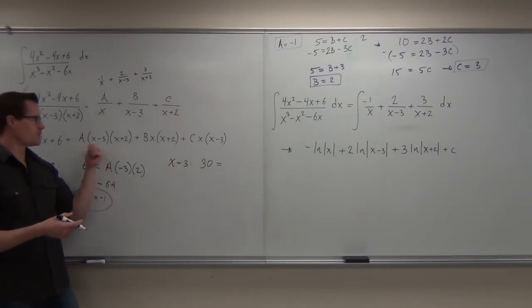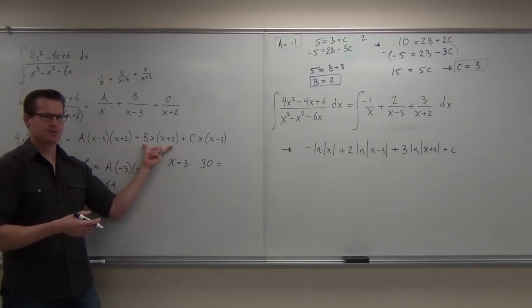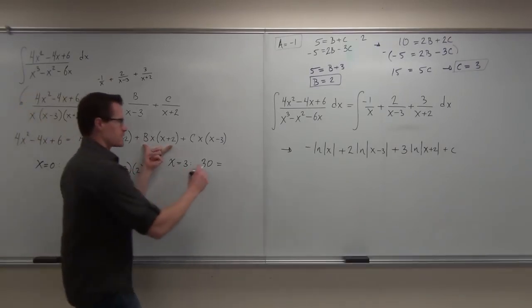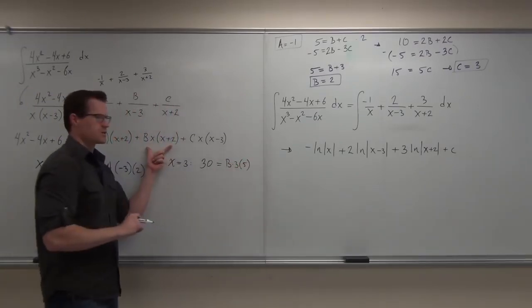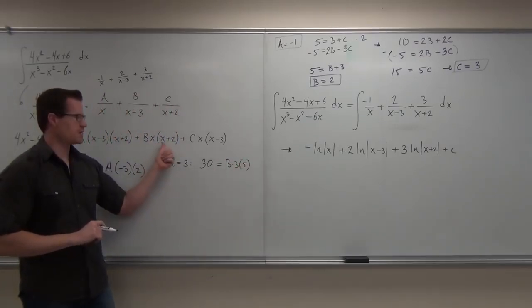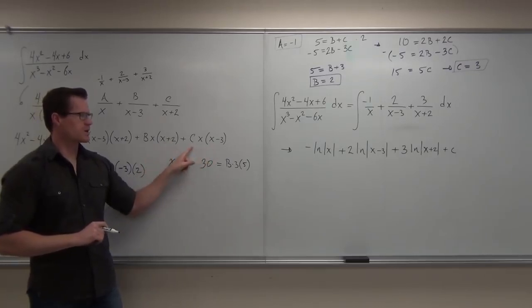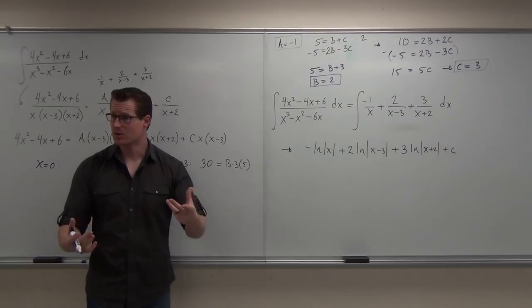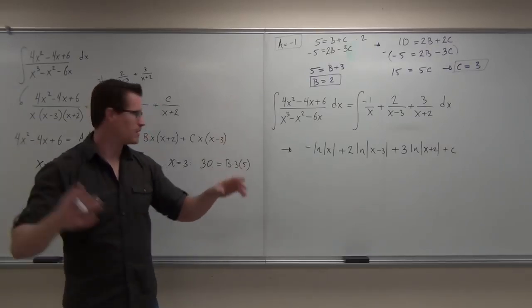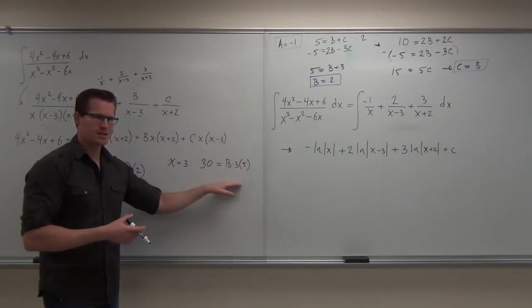Plug in 3. What happens here? This whole thing's 0. Plug in 3. What happens here? Does it go to 0? No, this is b times 3 times 5. See where the 3 and the 5 are coming from? 3, 5. Plug in 3 here, what happens? This is why we plugged in 3, to make our factor 0. You multiply by 0, it's gone. See how easy that makes it?